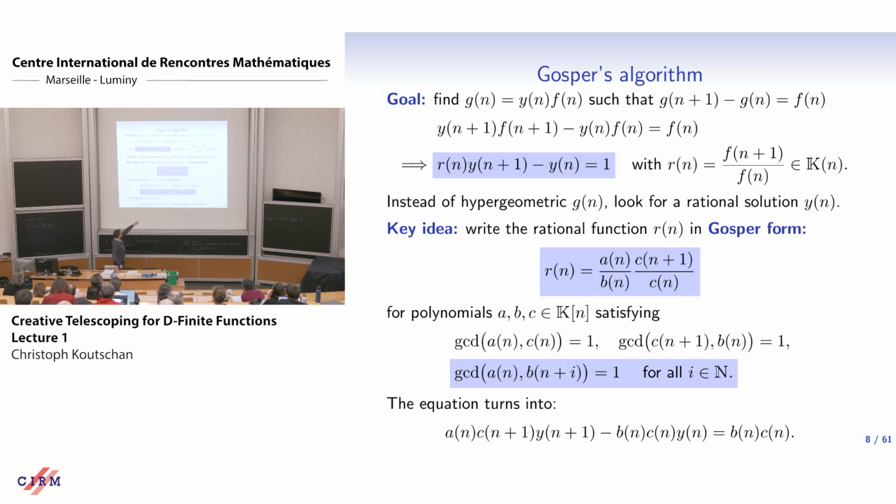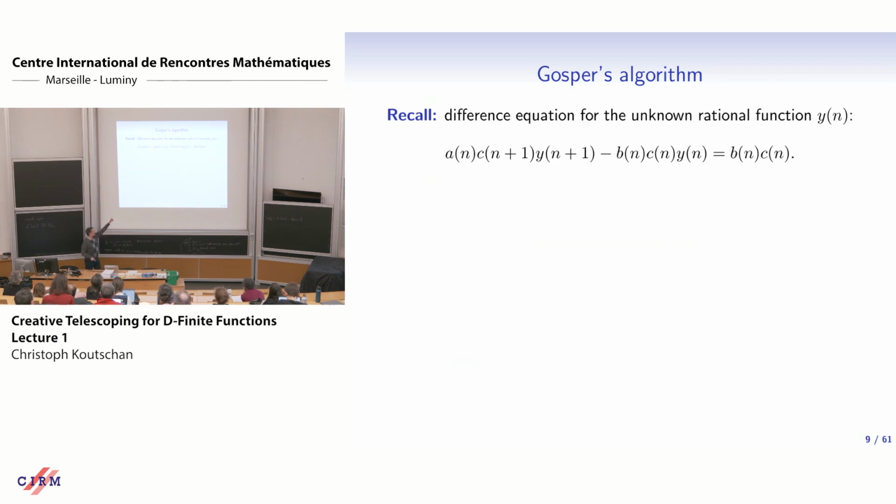Okay, now we take this Gosper form of R and we plug it into our difference equation for the unknown rational function y. And of course we clear denominators, and then we get this equation. Okay, remember this equation? No, you don't have to remember. It's here again. So now how do we continue with this equation?